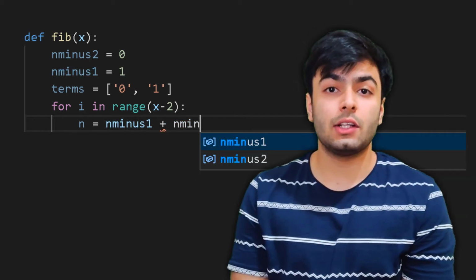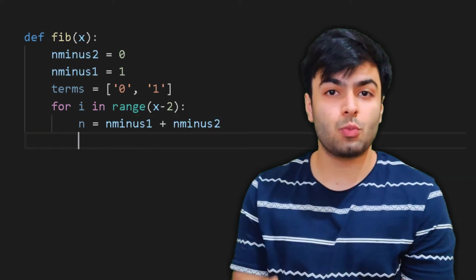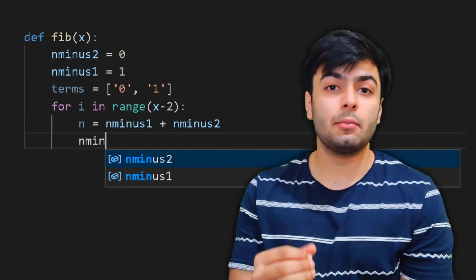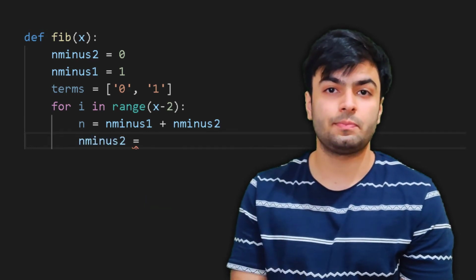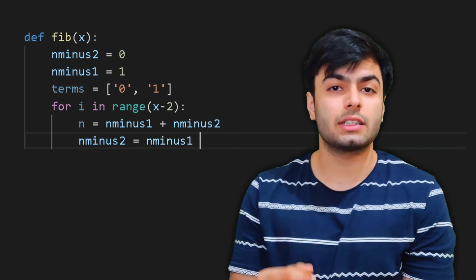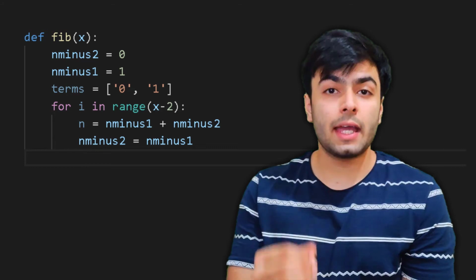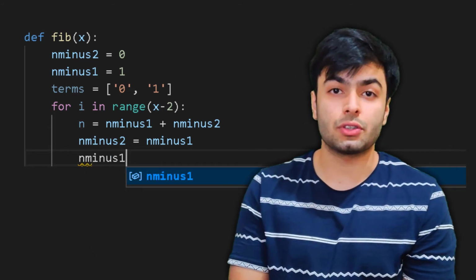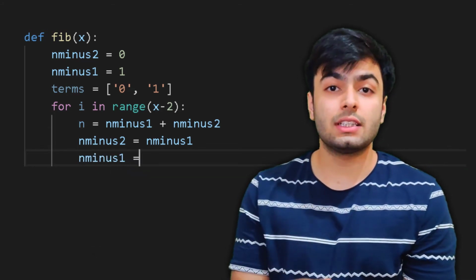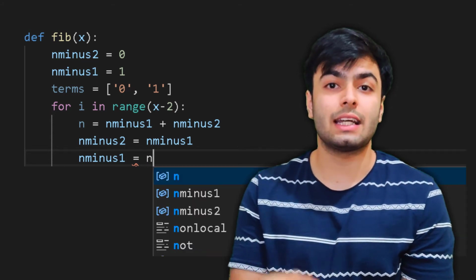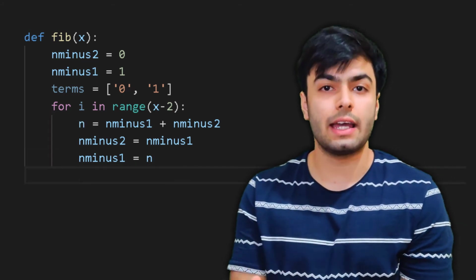Next, we need to update the values of n-2 and n-1. We saw that n-2 needs to be set to n-1 of the previous term. So let's set n-2 equal to n-1. Next, we're going to update the value of n-1 so that it is equal to the previous term. As you can see from our code, we call this term n. So all we have to do is set n-1 equal to n.